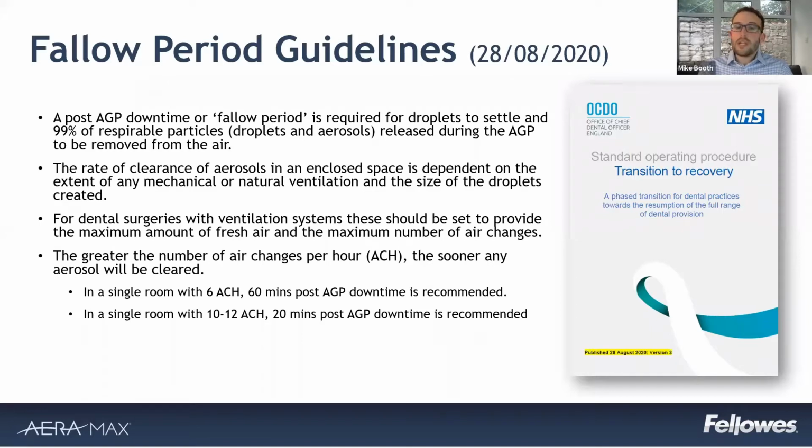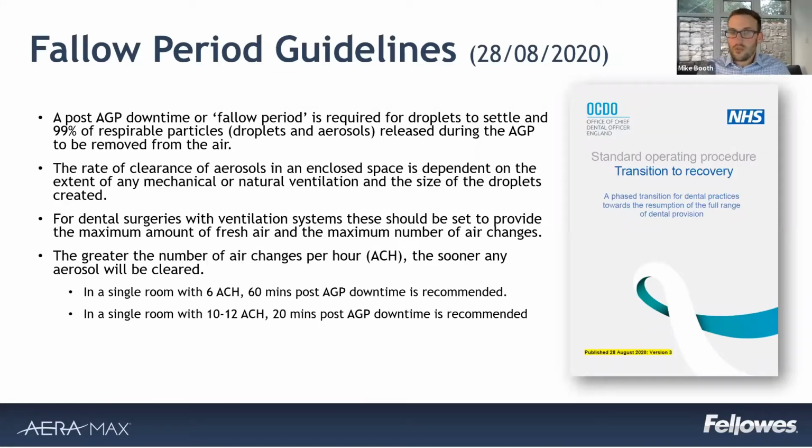So ultimately, these new guidelines really broke an approach into two lines of strategy. First of all, to be consistent with the previous guidance, in a single room where 6 air changes per hour, and we will go into a little bit more detail on what we mean by an air change per hour, where 6 air changes per hour can be delivered, or a single air change every 10 minutes, a 60-minute fallow period or 60-minute downtime is recommended. So that's completely consistent with the guidelines that were previously published.